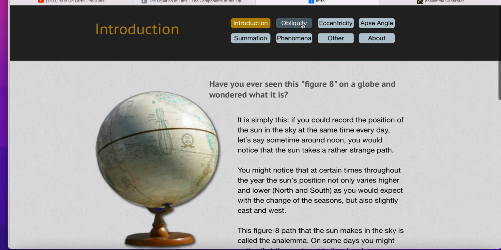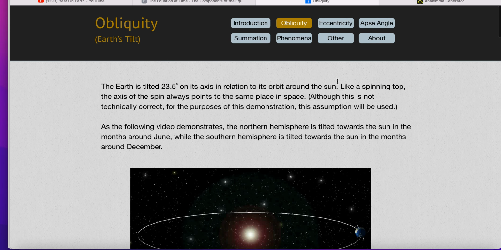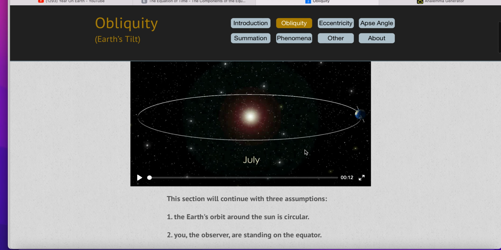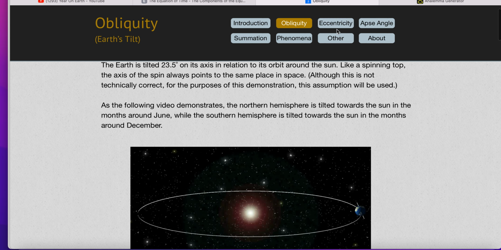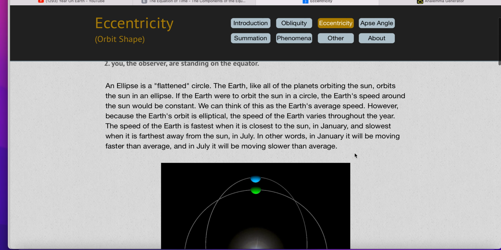All right, but anyway, moving on. Here is one of the big causes of the shape of the analemma, in terms of its azimuthal spread, which is called the obliquity. And this actually does a good job of explaining it. I think this video is definitely worth checking out. Here's the eccentricity, which is the idea that Earth's orbit is not a perfect circle.